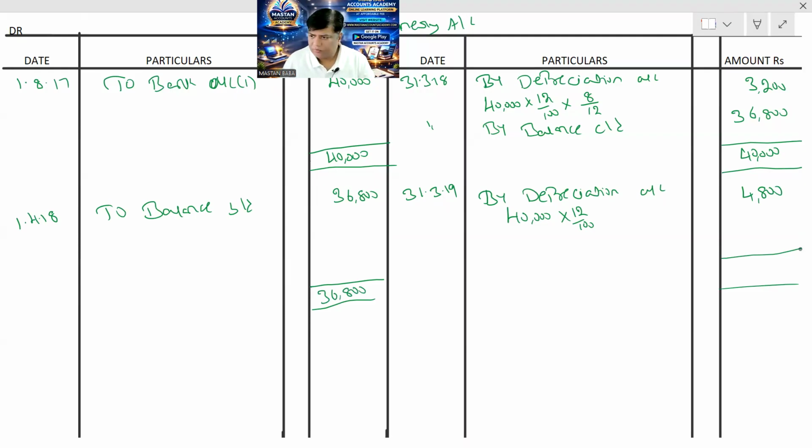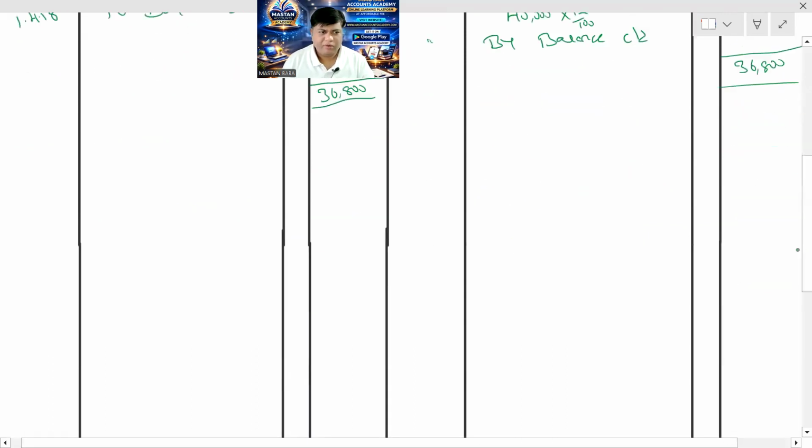36,800. Here also 36,800. 36,800 minus 4,800. So obviously 36 minus 4 is 32, so 32,800, and 0 is 32,000. Okay. So by balance carried down, 36,800 లో 4,800 తీసేస్తాను, that will get 32,000. Hope you are understanding the answers now.